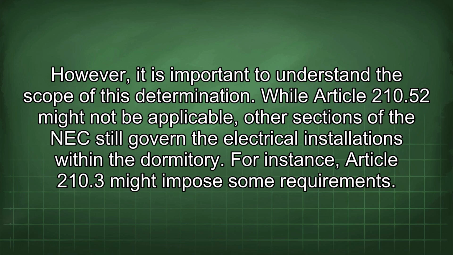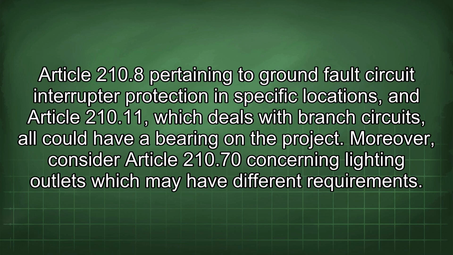However, it is important to understand the scope of this determination. While Article 210.52 might not be applicable, other sections of the NEC still govern the electrical installations within the dormitory. For instance, Article 210.3 might impose some requirements. Article 210.8, pertaining to ground fault circuit interrupter protection in specific locations, and Article 210.11, which deals with branch circuits, all could have a bearing on the project. Moreover, consider Article 210.70 concerning lighting outlets, which may have different requirements.